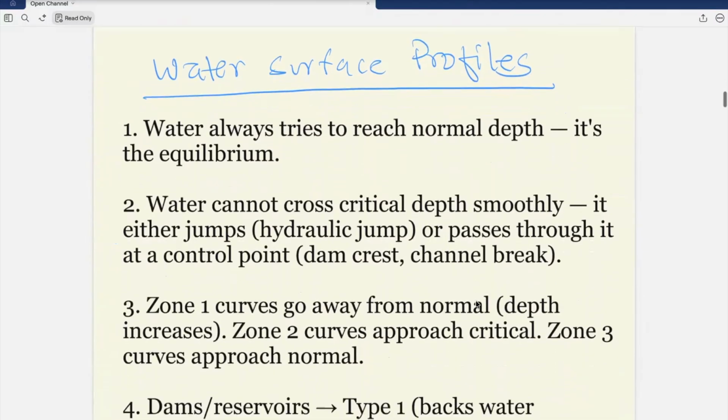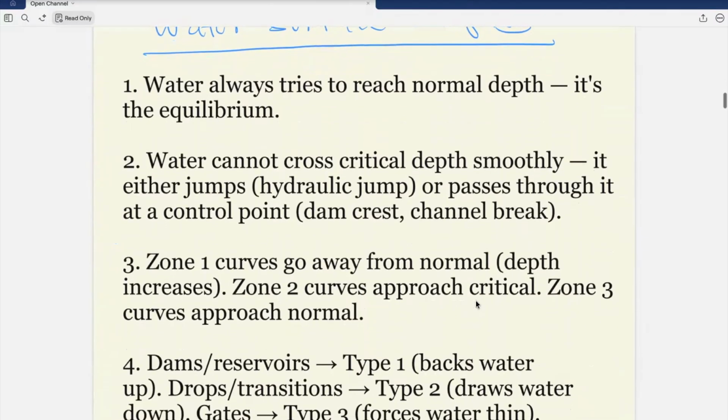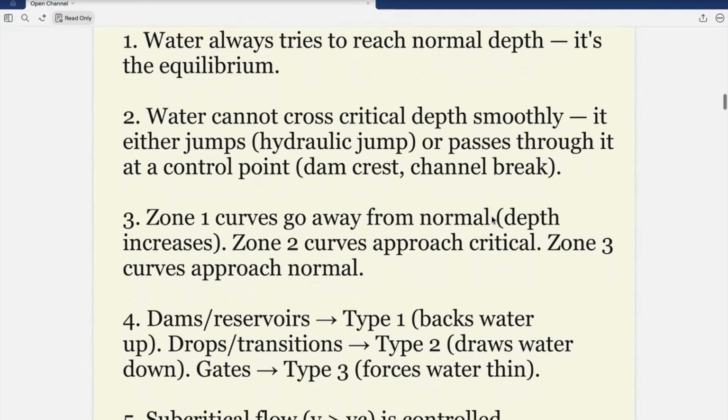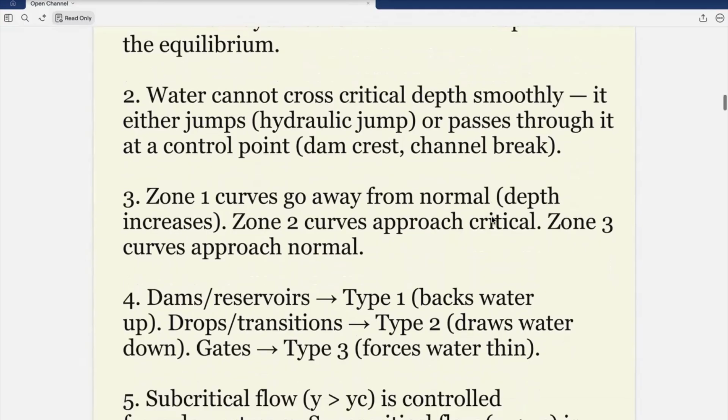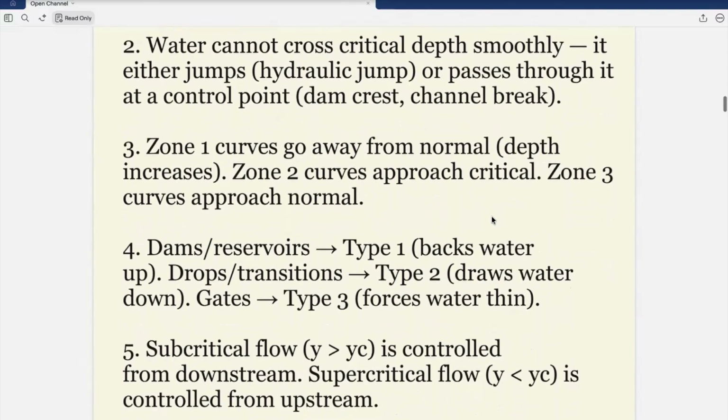For water surface profiles, one of the few important things that I want to emphasize is that water always tries to reach normal depth. It's the equilibrium, and water cannot cross critical depth smoothly. It either jumps, a hydraulic jump, or passes through at a control point, that is a dam or channel break, like mild slope to steep slope. For zone 1, curves always go from normal depth and increase. Zone 2 curves approach critical, zone 3 curves approach normal.